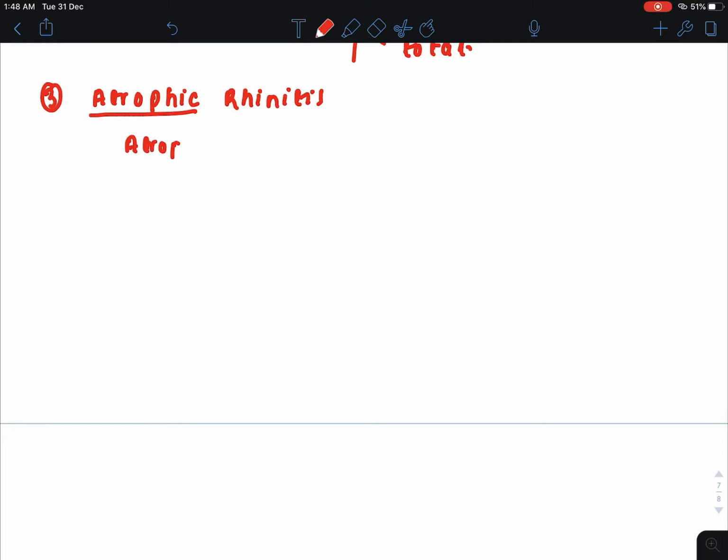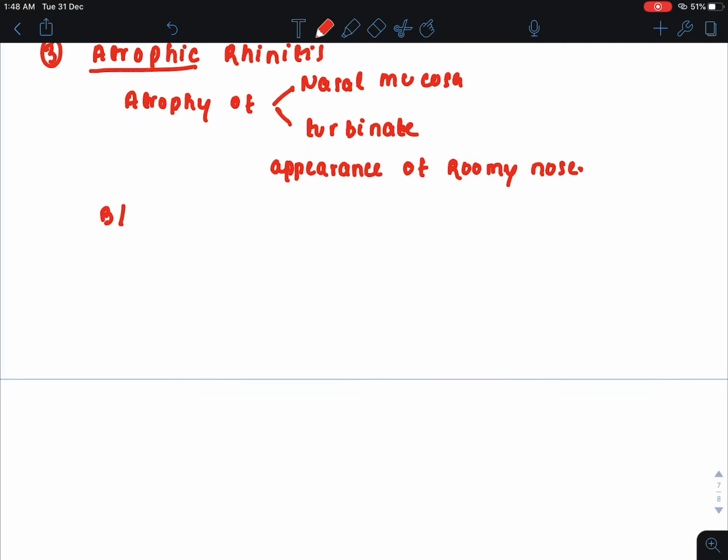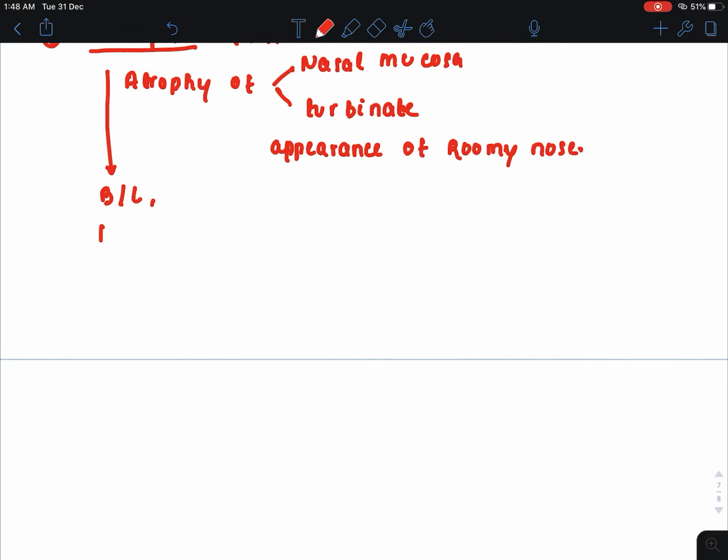Atrophy of nasal mucosa and turbinates occurs. So it will look like there is very much space in the nose. It will give the appearance of a roomy nose. It seems like there is very much space in the nose. This is a bilateral condition. Atrophic rhinitis is a bilateral condition, but no watery nose.